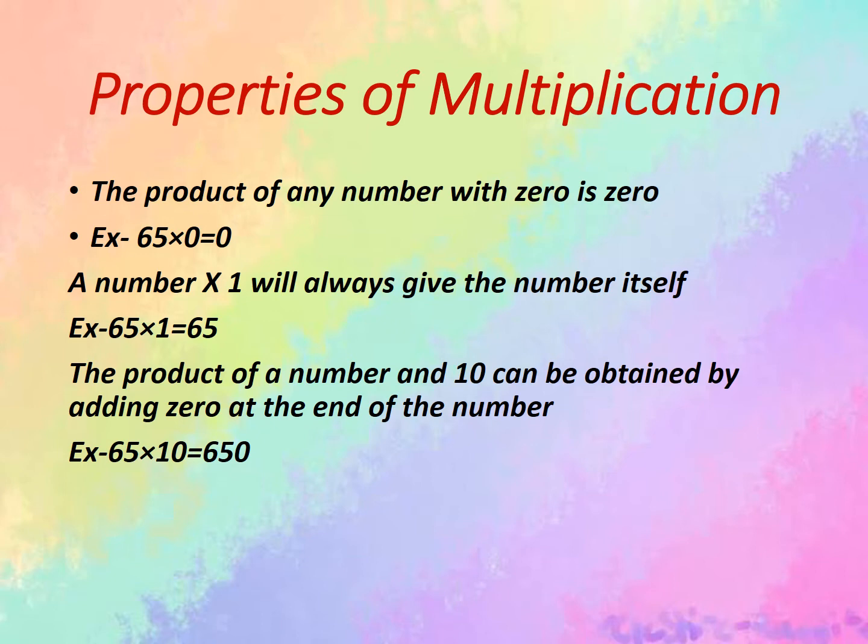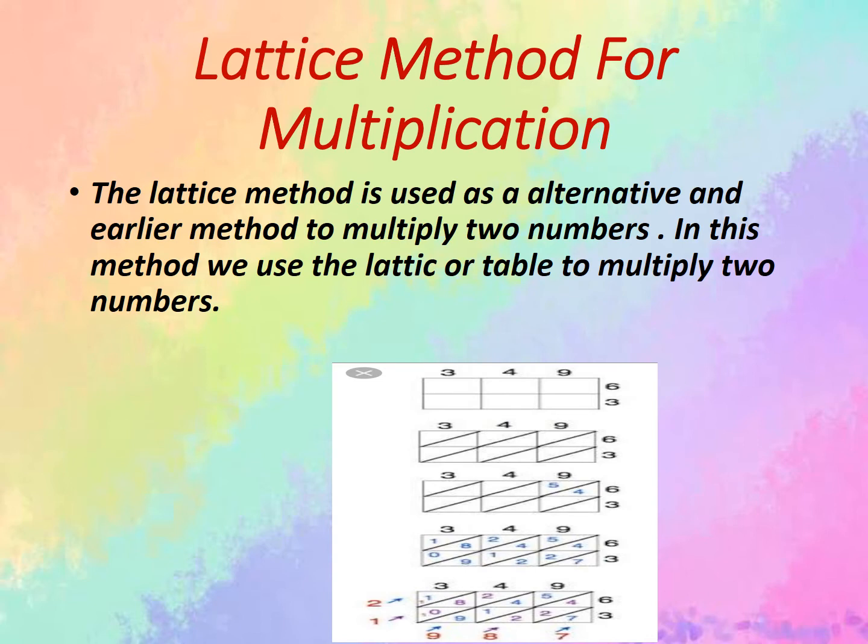And in the last point, the product of a number and 10 can be obtained by adding a 0 at the end of the number. Meaning when you multiply any number with 10, you add 0 in the last position of the number and you get your product. 65 multiplied by 10, answer is 650.